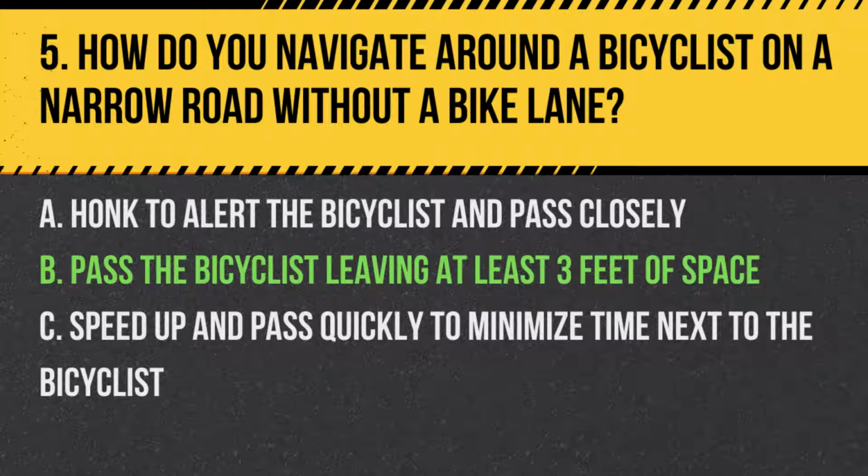Answer. B. Pass the bicyclist leaving at least 3 feet of space. When passing a bicyclist on a narrow road, it is important to slow down and leave a safe distance of at least 3 feet between your vehicle and the bicyclist.